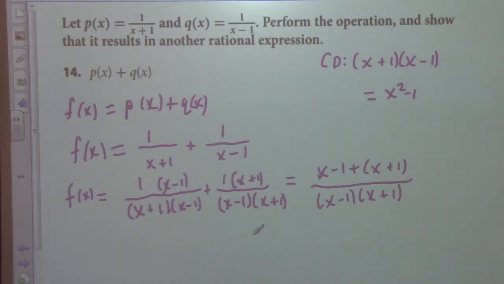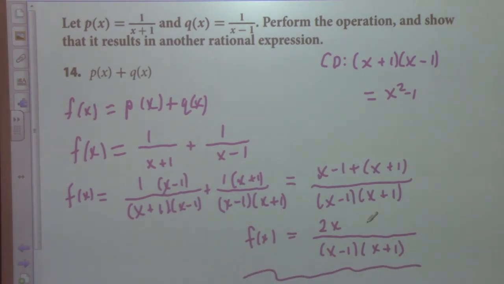So what's going to be f of x equal to in our final answer here? What do we get when we simplify the numerator? x plus x should be 2x. And then we have minus 1 plus 1, so just 2x over x minus 1, x plus 1. Okay, so that's going to be our answer.